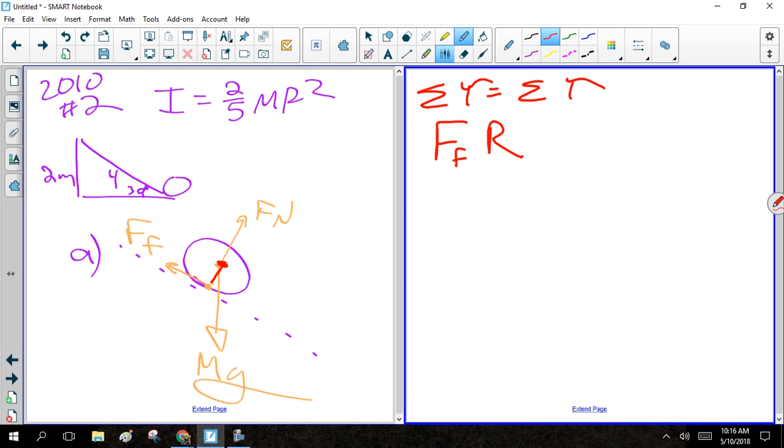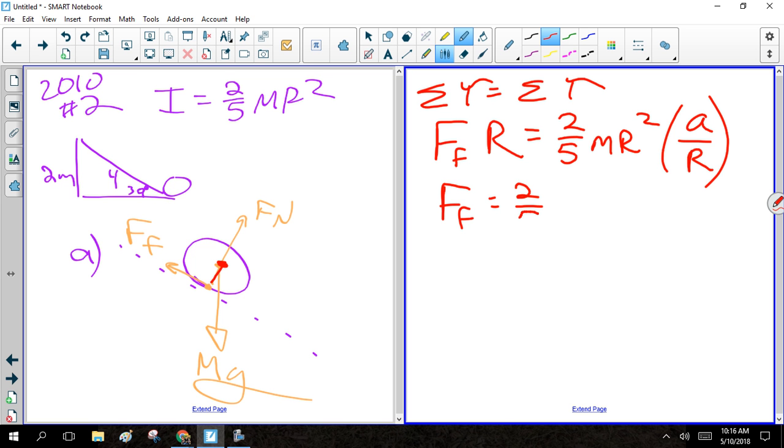Do you guys agree that's my torque from friction? Okay, that's got to equal I alpha. I is 2/5 mr squared. Most of what we're interested in here is linear values, right? It wants linear velocity and so on. So let's replace alpha with a over R. Cool? So if you simplify this, you find that the force of friction is 2/5 of ma. So that's equation number 1. Any problems with it? All right.